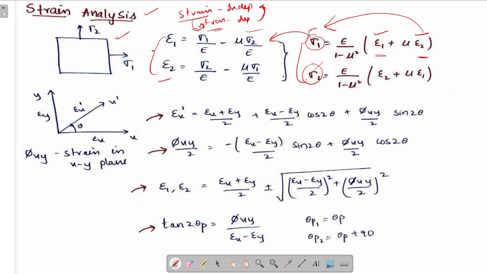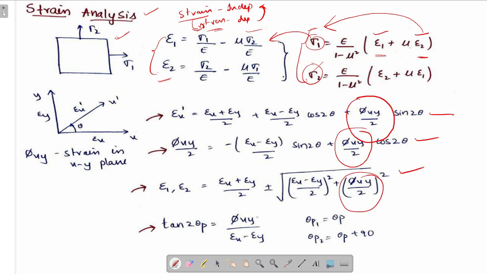Now, similar to transformation of stresses, let's see transformation of strains. These formulas will be almost the same, but instead of tau xy, we will be writing gamma xy by 2. Remaining all the formulas will be the same. See, here also instead of tau xy, we will be writing gamma xy by 2. Remaining everything will be the same.